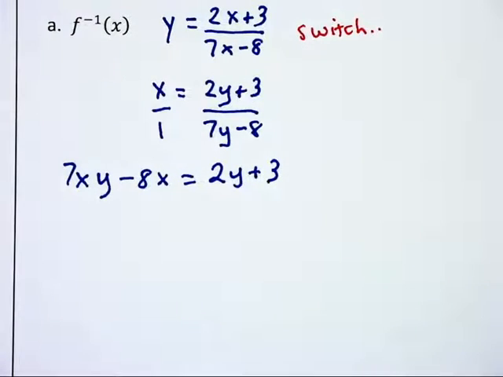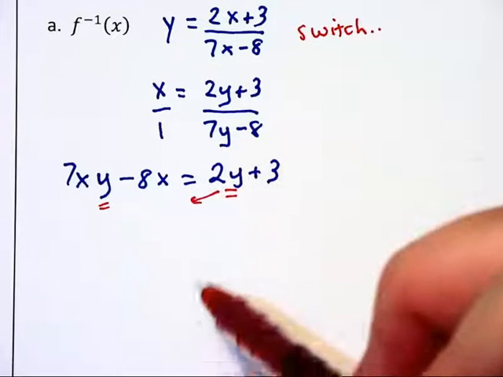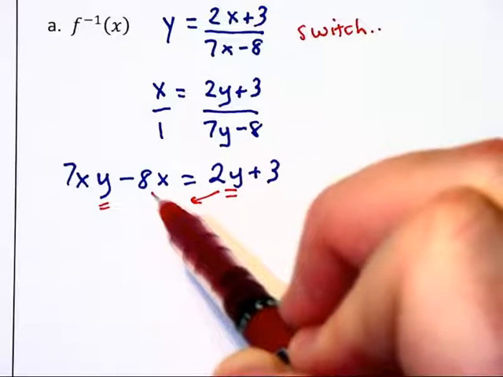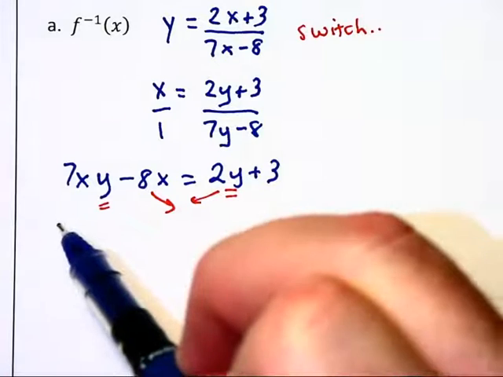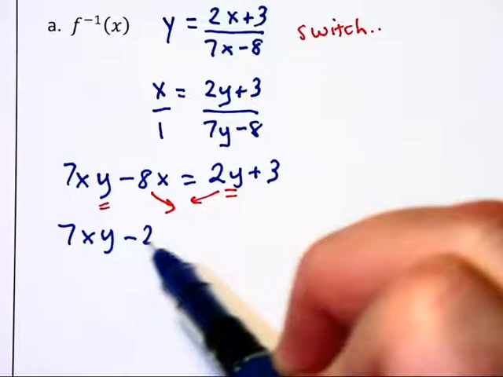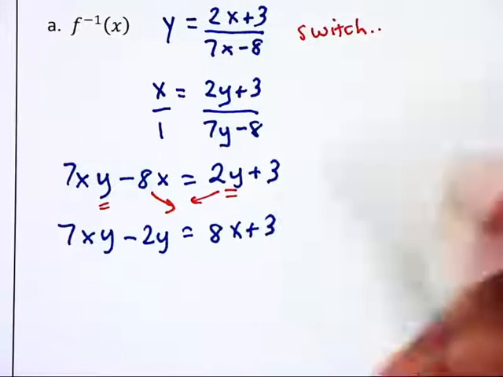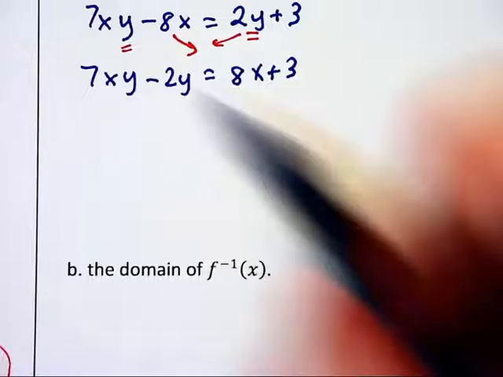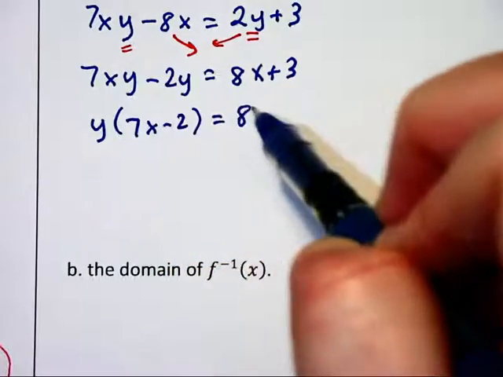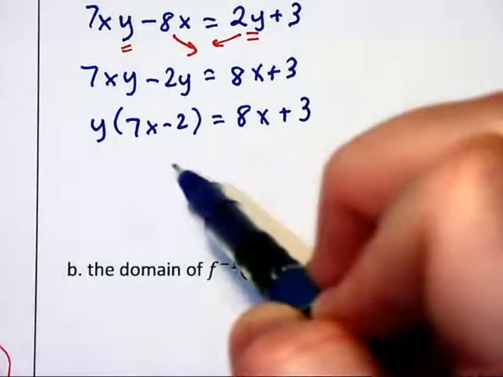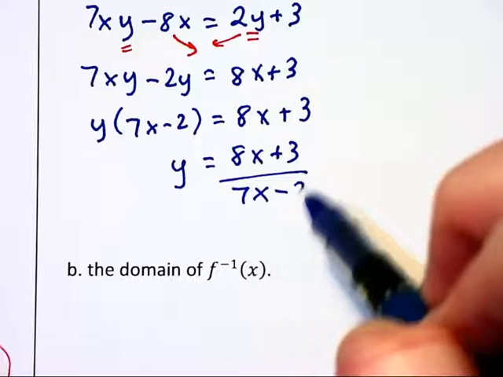Now, since I'm solving for y, I want to get all the y's on one side, which means bring that 2y to the other side, and we want all the constants, or the rest of the problem, to the right, so I'll add 8x to each side. This gives me 7xy minus 2y is equal to 8x plus 3. I can then factor a y out on the left, leaving me with 7x minus 2, and the right side is 8x plus 3. We'll then have y equals 8x plus 3 over 7x minus 2.